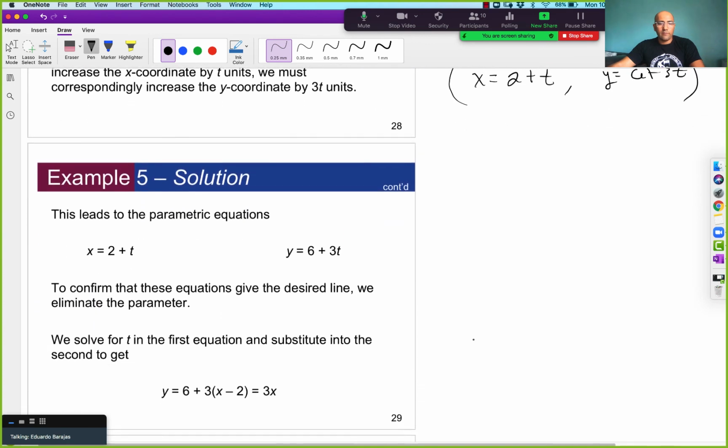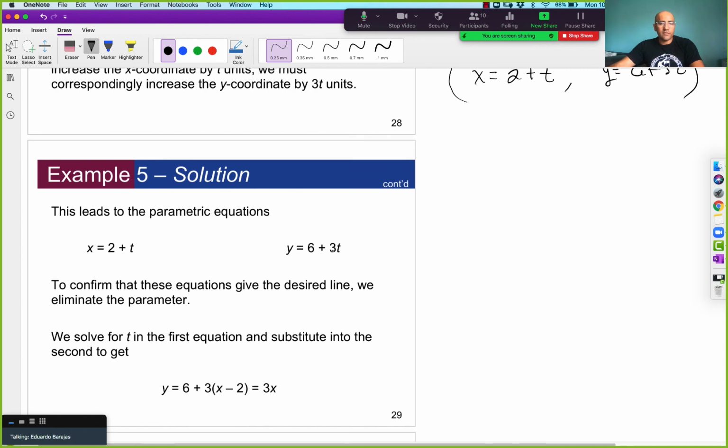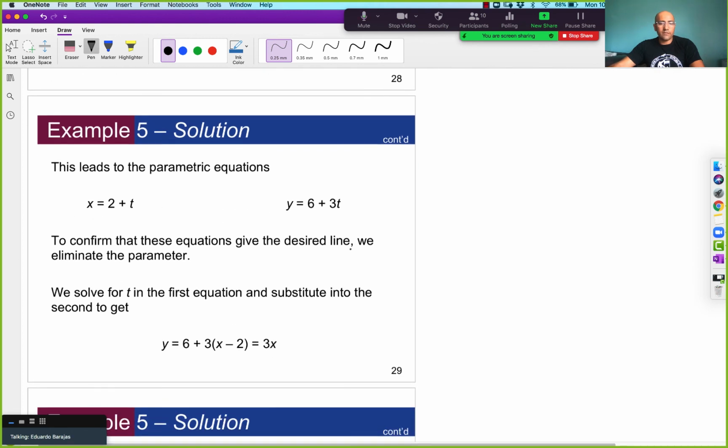Nope, that's what the author did as well. x equals 2 plus t, y equals 6 plus 3t. And we can check it by doing our substitution thing one more time. Check. x equals 2 plus t, and y equals 6 plus 3t. Well, the easiest thing to do is to solve for t here. So x minus 2 equals t. And now that's what we're going to come over here and plug in.